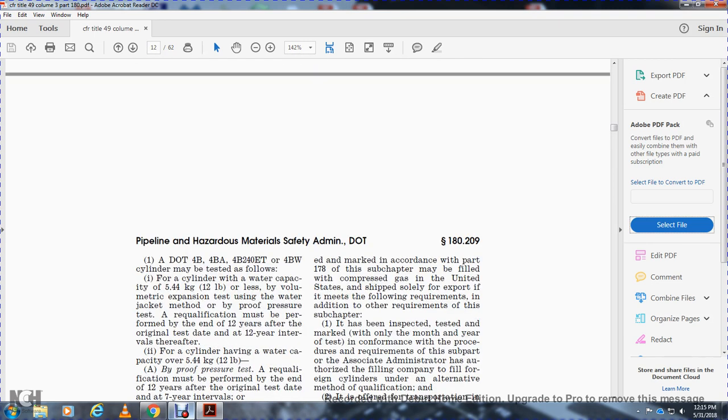DOT 4B, 4BA, 4B240ET, 4B40, 4BW cylinder to be tested, as with the cylinder water capacity over 12 pounds, with the volumetric expansion to be tested with the water jacket approved.